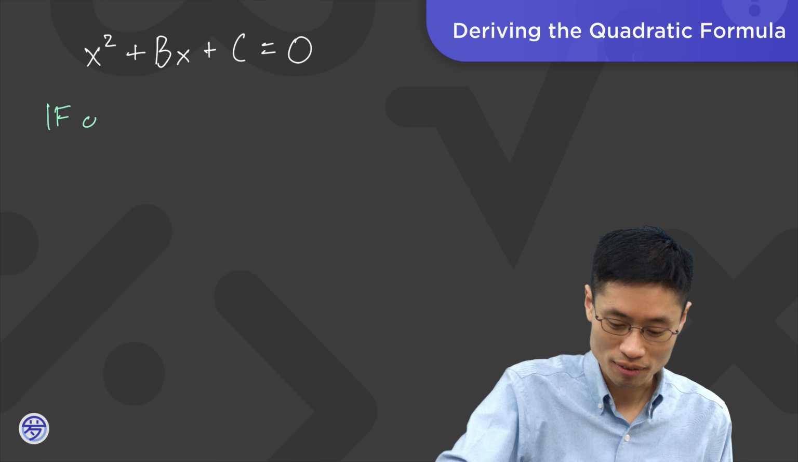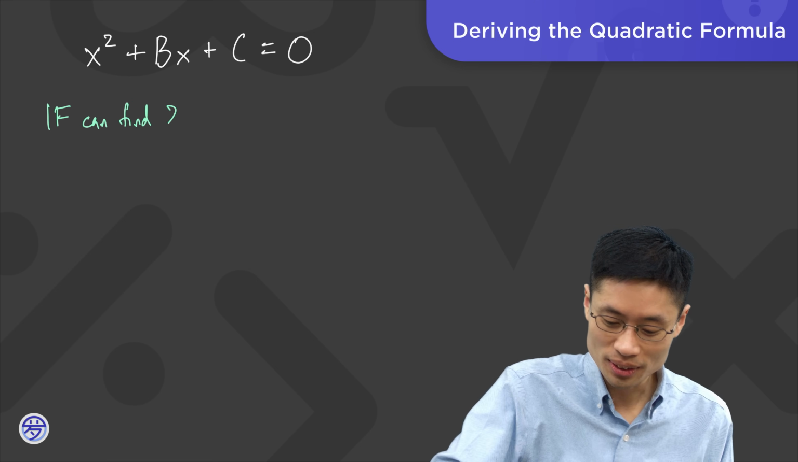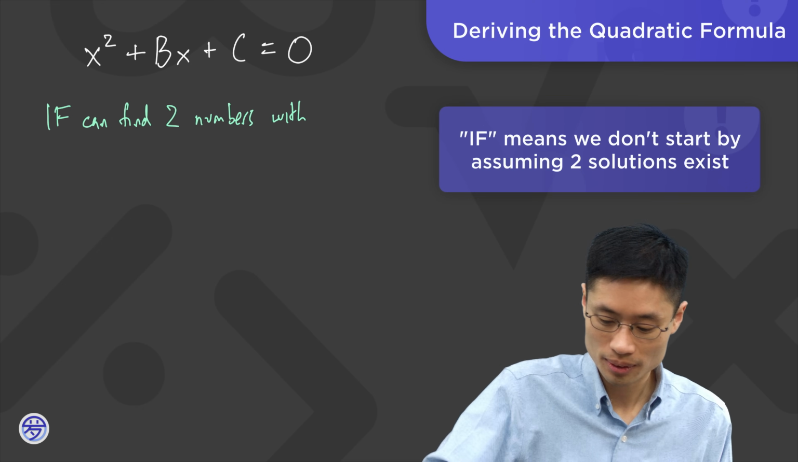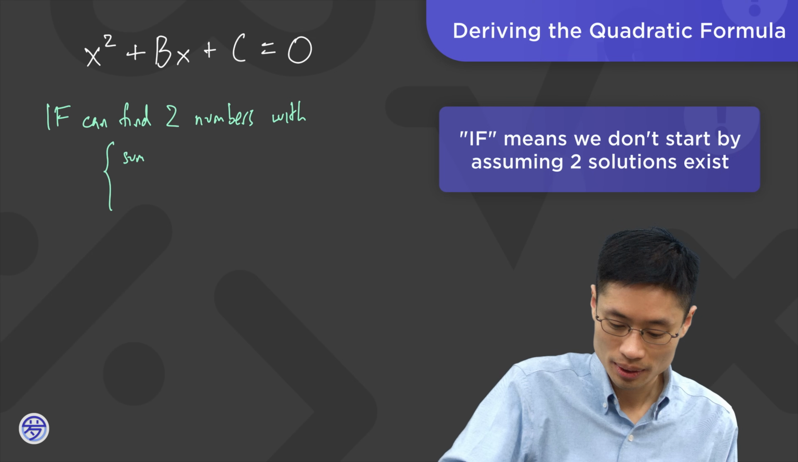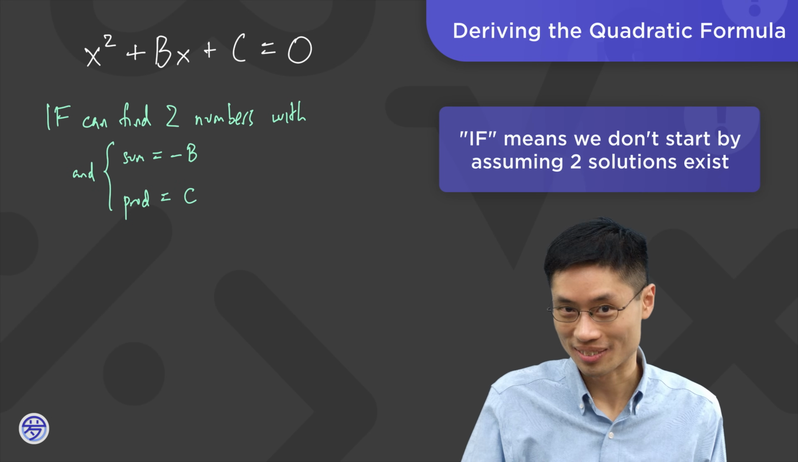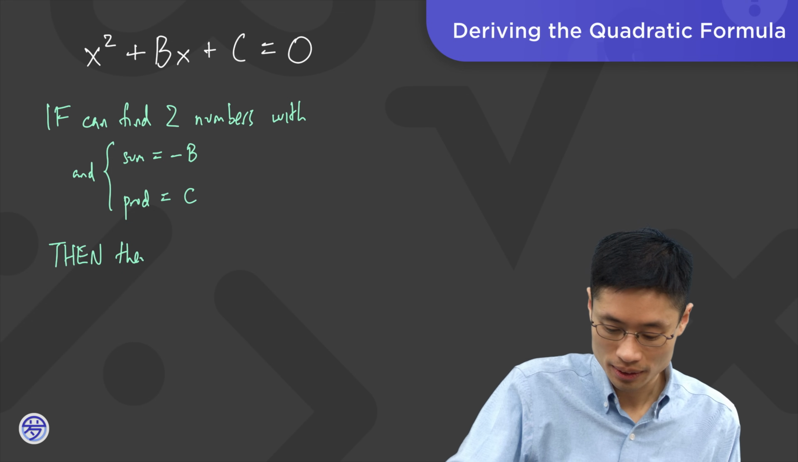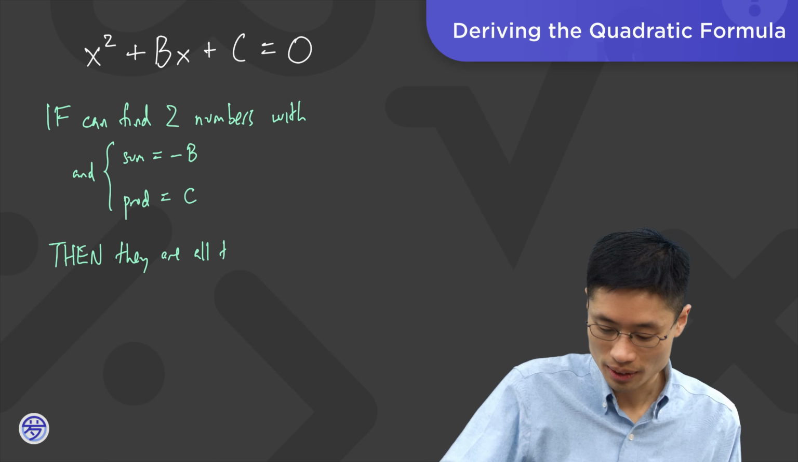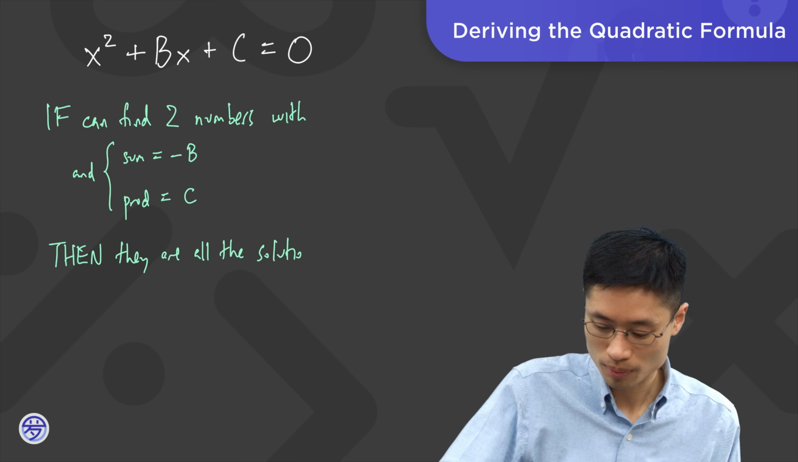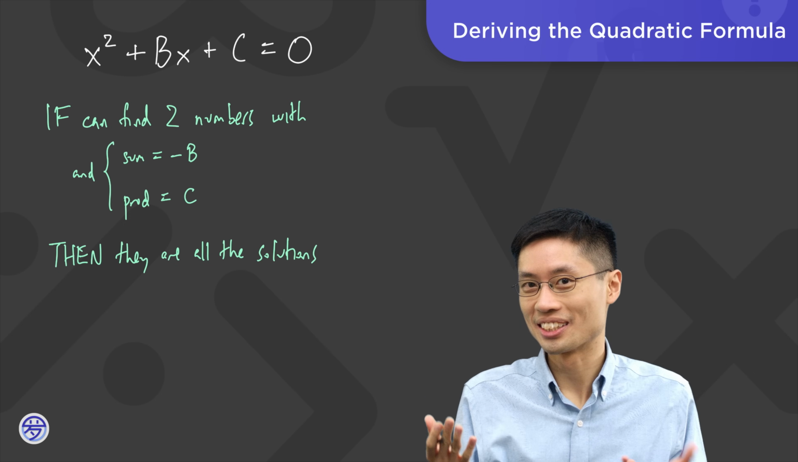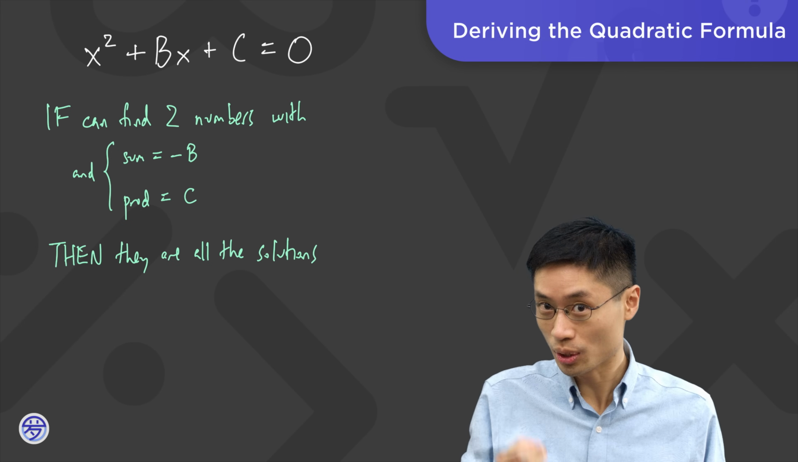If you can find two numbers with sum equals minus b and product equals c, that's actually what we have to do here. Then they are all the solutions. So just as before, in order to get a sum of minus b, I just need to have an average of minus b over 2 to get that.